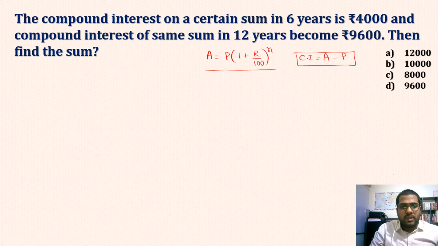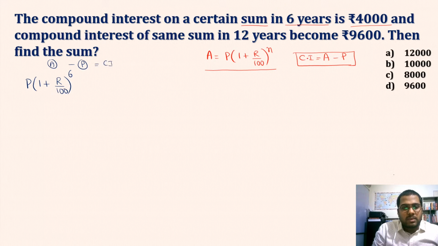In this problem, the sum is not given, the rate of interest is not given, but in 6 years the compound interest is 4000 rupees. So I can write the amount as P into (1 plus R by 100) whole power 6. Amount minus principal will give you compound interest. Subtract principal, and that gives compound interest of 4000 rupees.